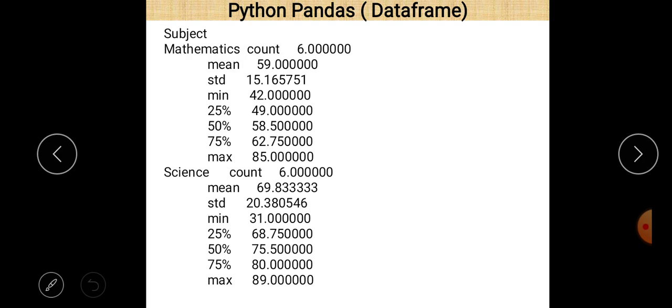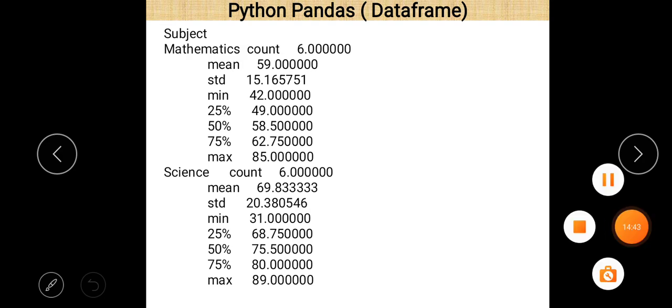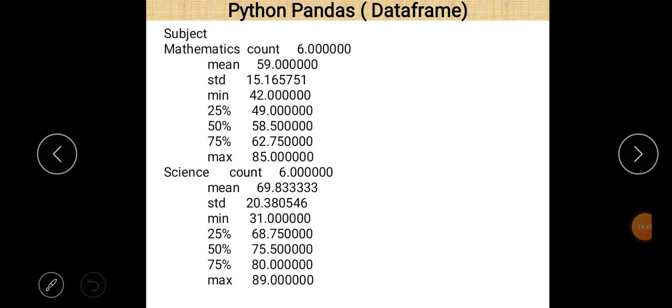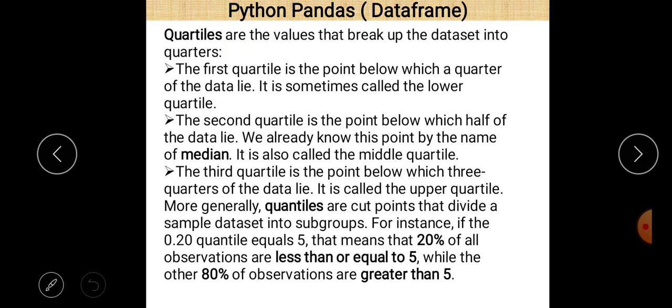So the most important thing regarding the group by function is that basically there is a formation of a group on the basis of certain columns, and there is always a use of aggregate functions when we use the group by function. It is similar to the MySQL group by function. Next is quartile.